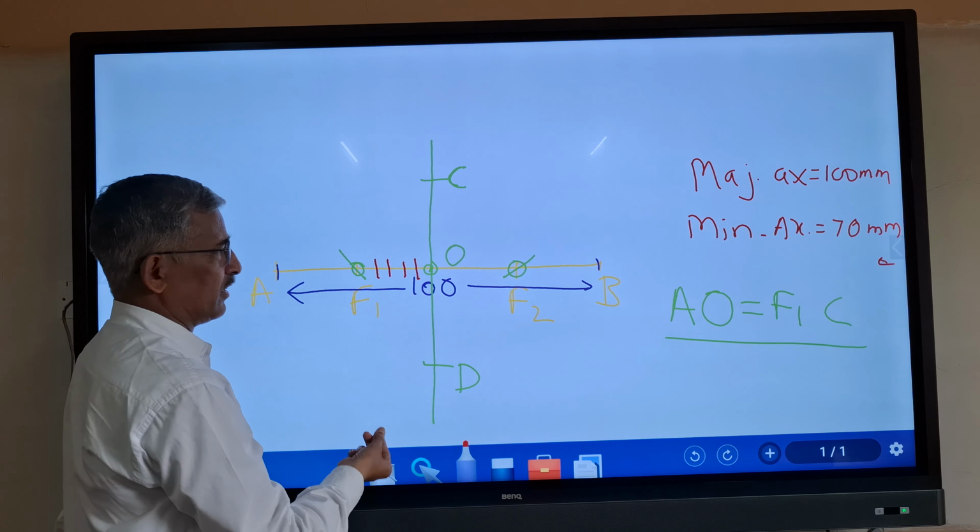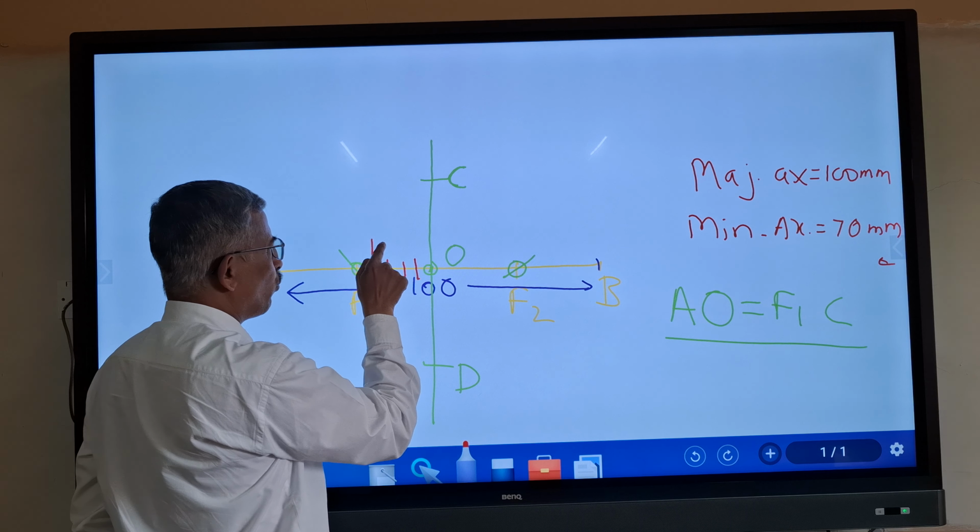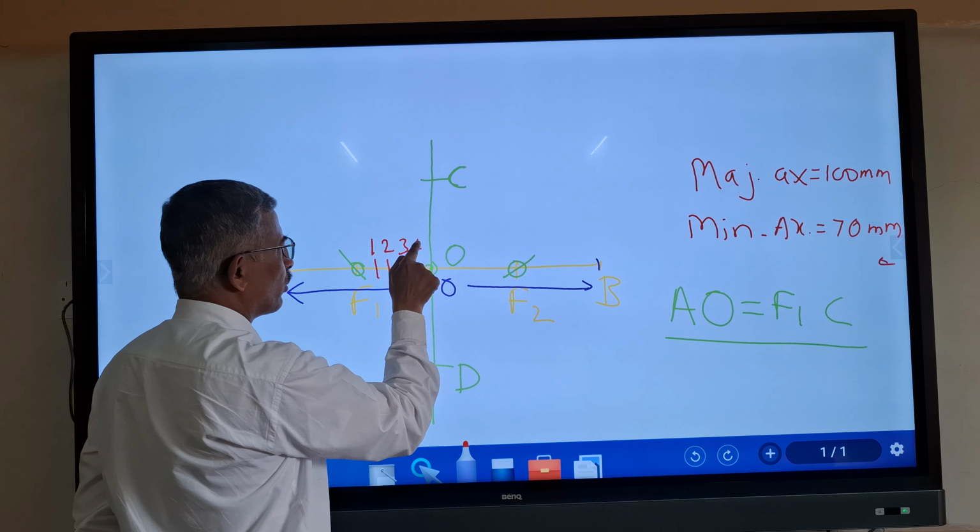The first arc is cut here at point O, then the next arc. In this way, mark 3-4 points. From F2, same thing. You have to cut arc this side. So I think no need to do that also. Only this is sufficient. Let these points be 1, 2, 3, and 4.